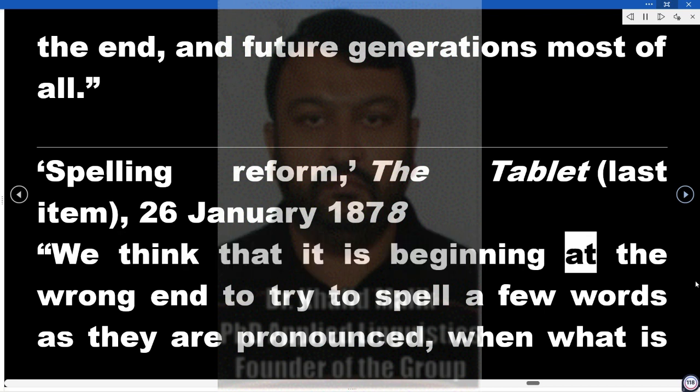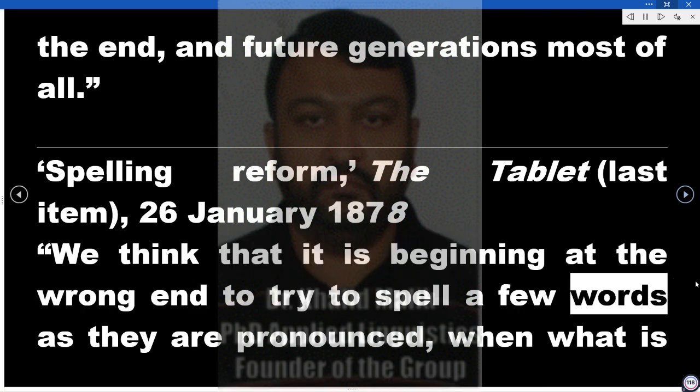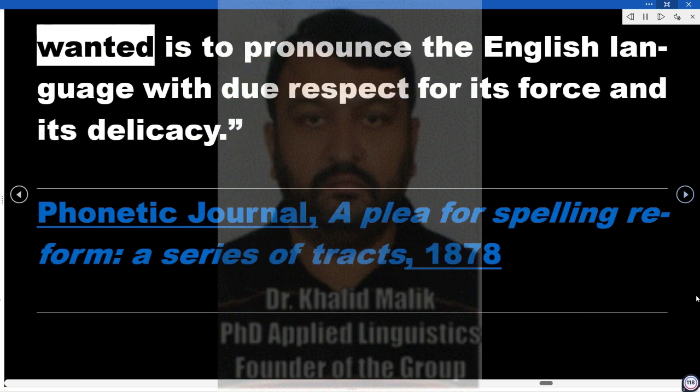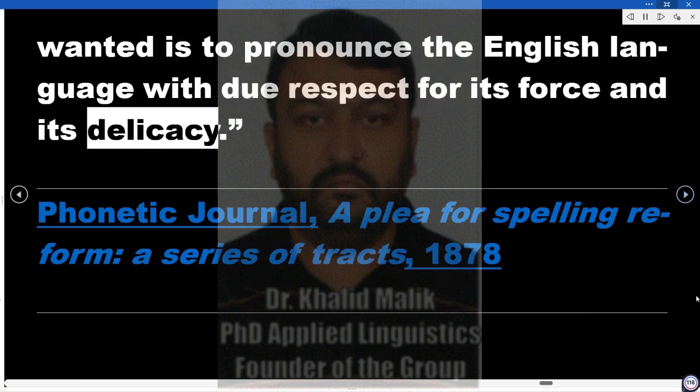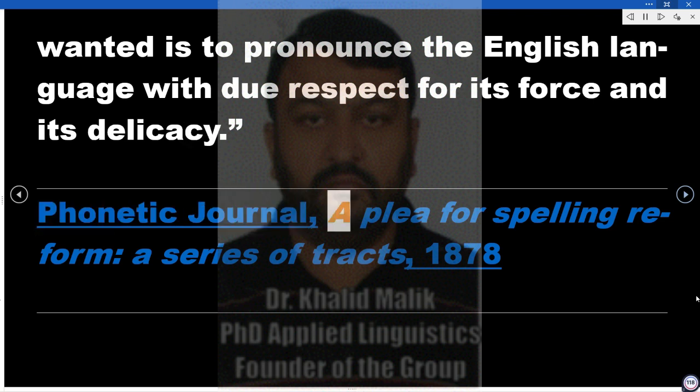We think that it is beginning at the wrong end to try to spell a few words as they are pronounced, when what is wanted is to pronounce the English language with due respect for its force and its delicacy. Phonetic Journal, A Plea for Spelling Reform, a series of tracts, 1878.